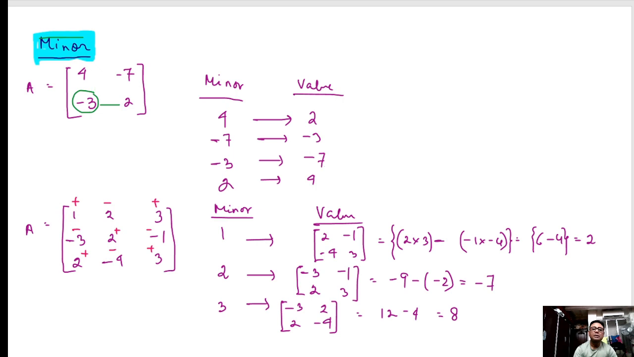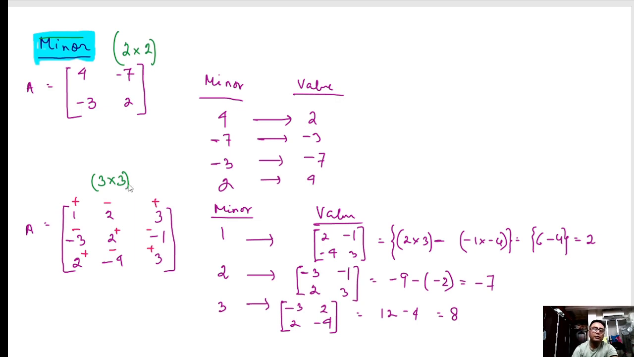Next, if you are choosing 2, don't choose its row or column. So what is left? 4. So minor of 2 is 4. So this is how you find the minor of the values of a determinant. Similarly, now we are finding the minor of a 3 by 3 determinant; this was a 2 by 2 order determinant or matrix.